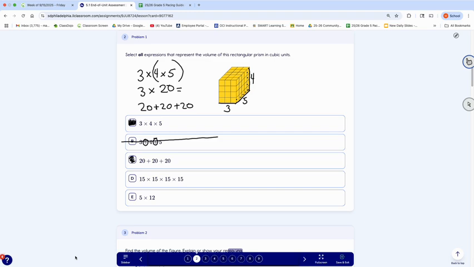If we look at the expression another way, we can also find the volume by solving 15 times 4 by first solving 5 times 3 to get 15. However, 15 times 4 is not the same as 15 times 15 times 15 times 15. Finally, if we go back to our original expression, we can rearrange the factors to show 5 times 3 times 4. When we group 3 times 4, we can see that this expression is equivalent to 5 times 12.